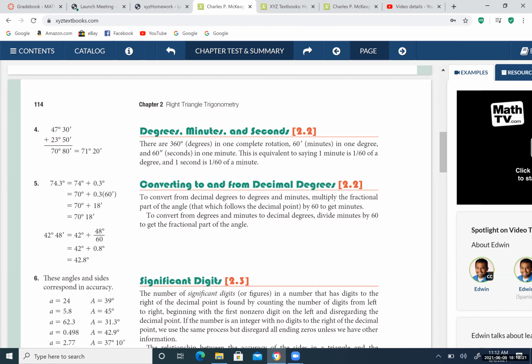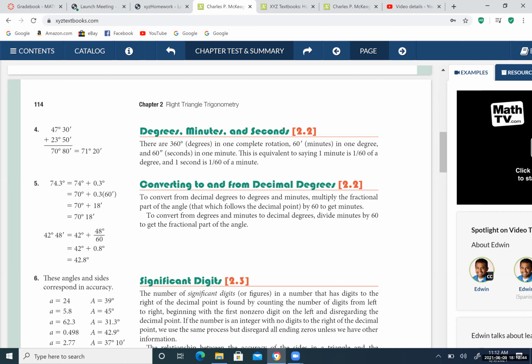So that means 60 seconds in 1 minute, right? So you can write this down. So it's like doing the math, correct? So we have 60 minutes in 1 degree and 60 seconds in 1 minute.